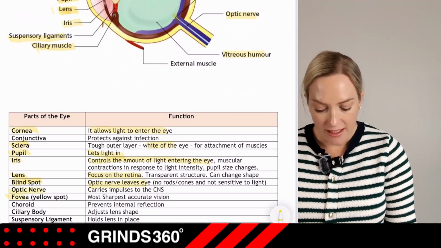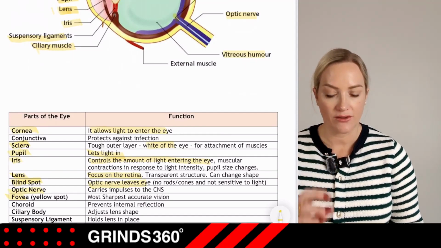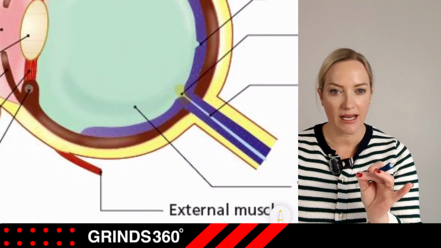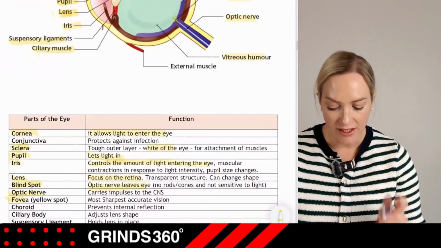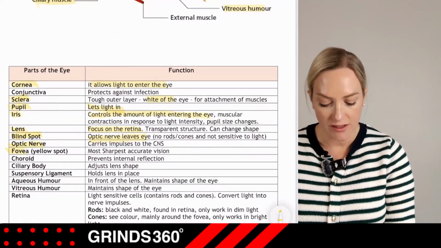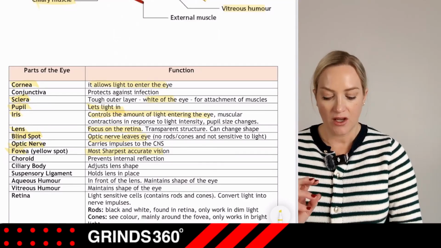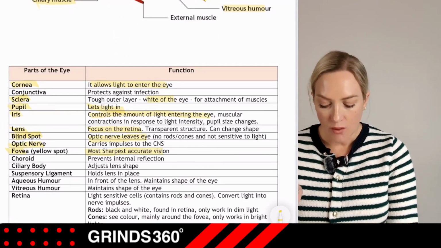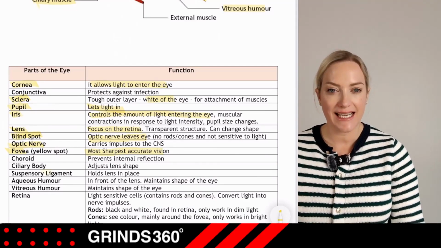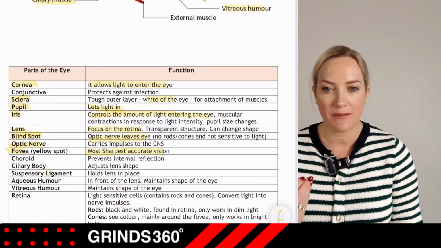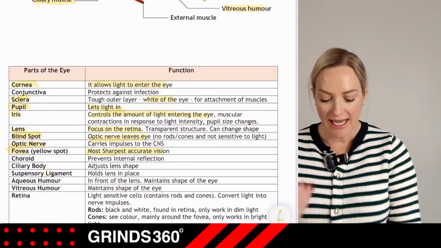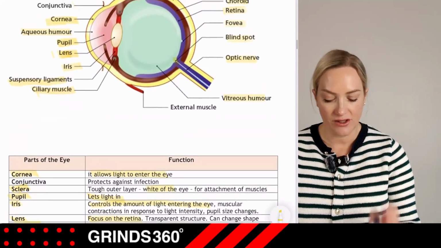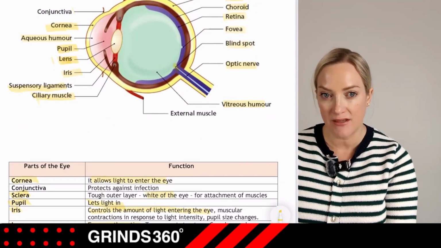Now your fovea, that is the sharpest point of our vision. Back here, where I talked about that little indentation along the retina, that's the sharpest point of your vision, the most accurate vision. Your choroid layer prevents internal reflection. We have our ciliary muscles that adjust the lens shape, and then your suspensory ligaments that hold the lens in place. Now, your aqueous humor is in front of the lens. That's not a function, that's just a statement that it's in front of the lens.